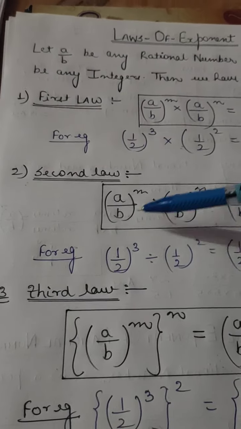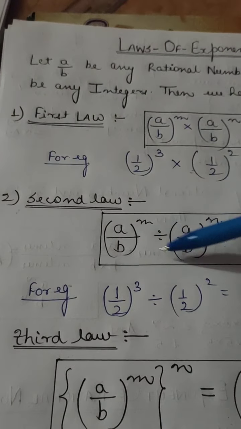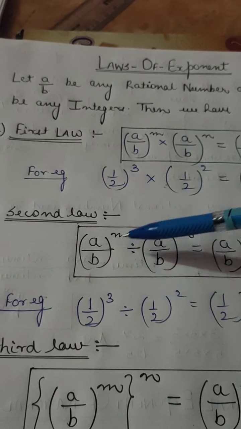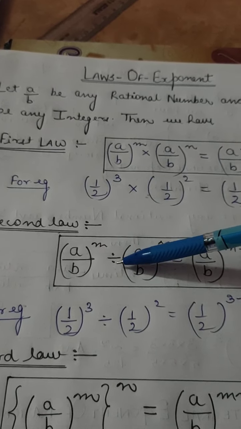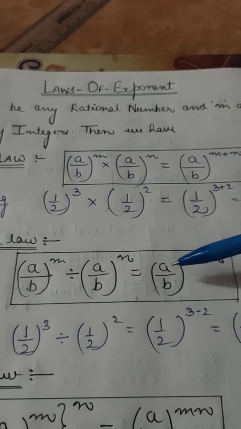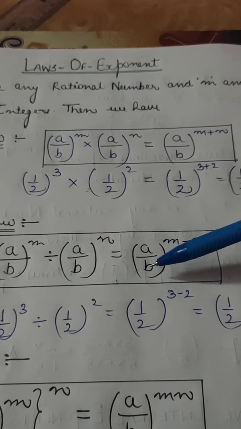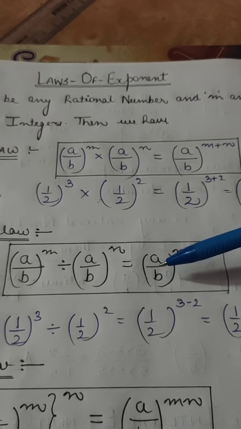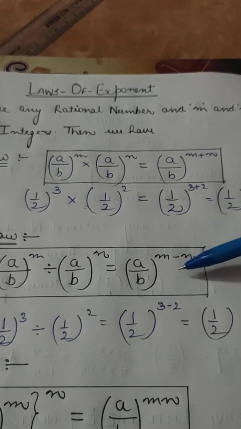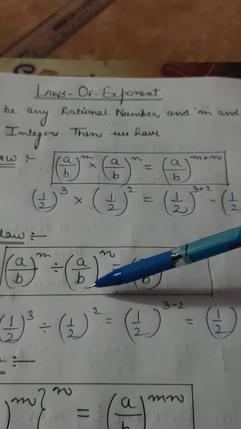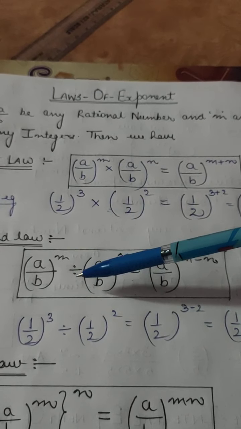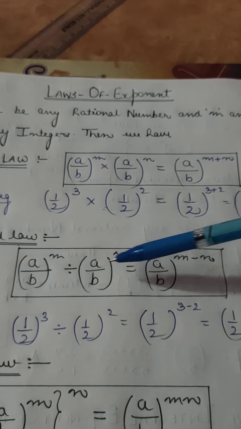Next we come to the second law, that is, when two same rational numbers having different powers are divided, then as a result the rational number will be the same and their powers get subtracted. Why is this subtraction done? Because in between those two rational numbers a division sign is there. So whenever there is a division sign, we have to subtract their powers.